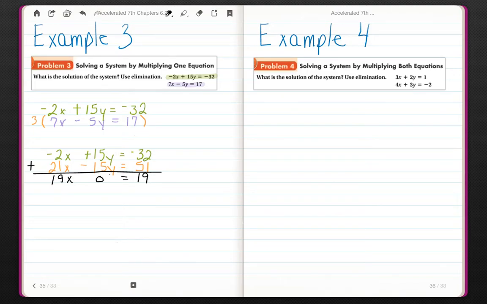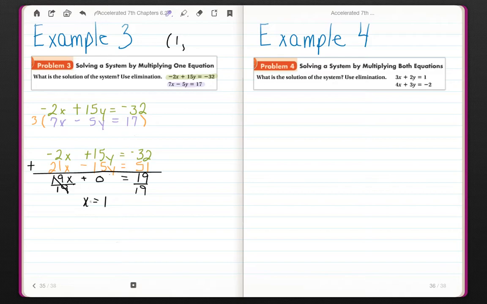Since I have no y, I'm just left with 19x equals 19. We'll divide both sides by 19, and x equals 1. So I know that the first part of my ordered pair will be 1. Now I'm going to take this one and plug it back into one of the equations. Let's pick the purple equation just for fun.